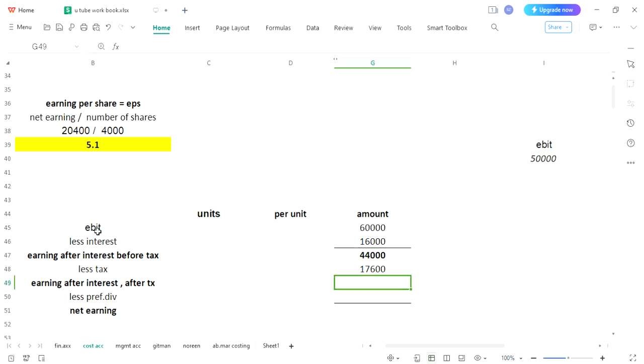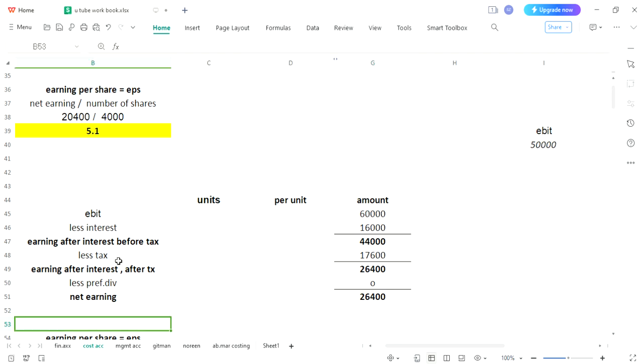Here we can calculate earning after tax, which is the difference between earning before tax and tax. 44,000 is earning before tax, and you will subtract the amount of tax, 17,600. So this way you have got your earning after tax. No preferred shares, so it means the same previous income would be your net earning, 26,400.